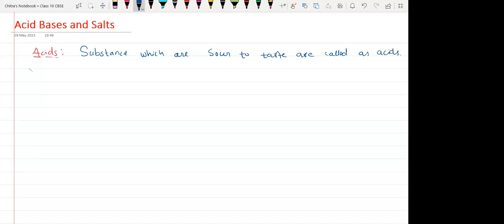But only this condition is not enough. We cannot describe acids this way because we cannot taste all acids, right? Some acids may be poisonous. So we have a different method in order to identify them.